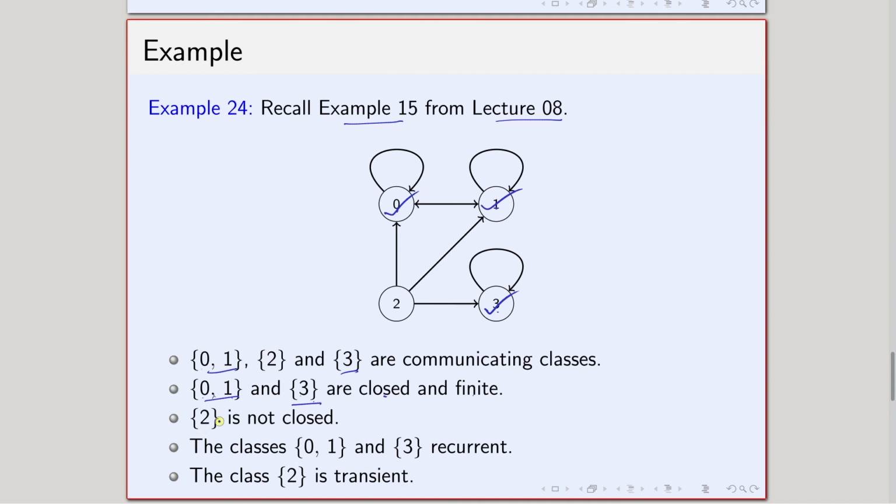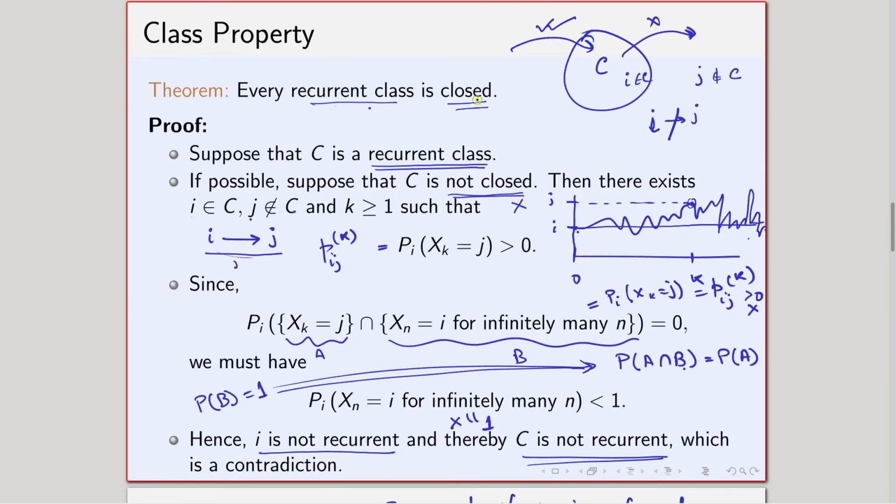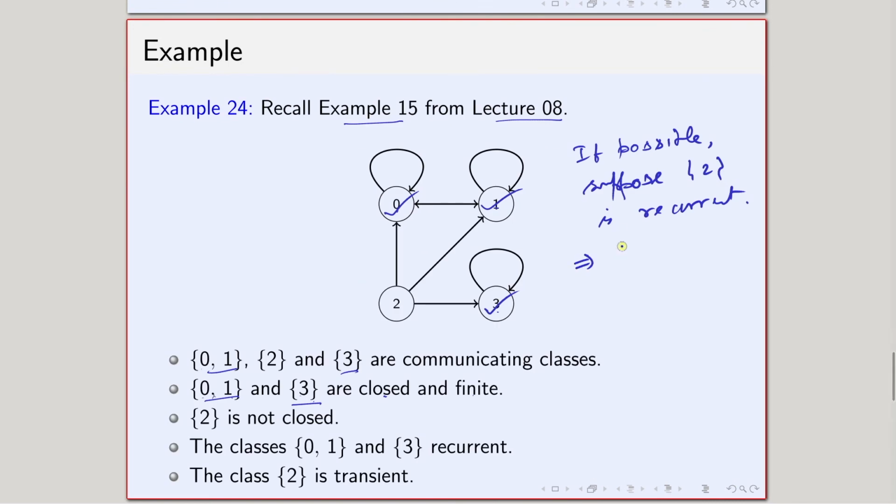Why? The reason is this. If possible, suppose 2 is recurrent. If 2 is recurrent, then I can use the theorem which says that every recurrent class is closed. This implies that 2 has to be closed, and that is a contradiction to the fact that 2 is not closed.